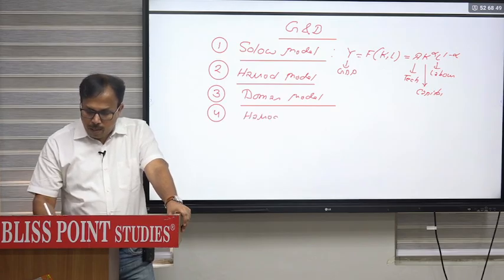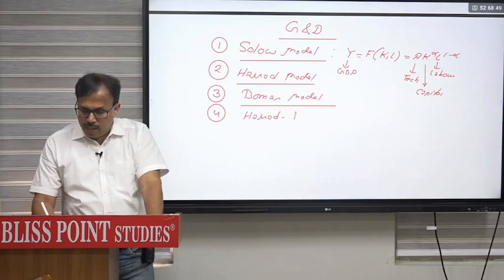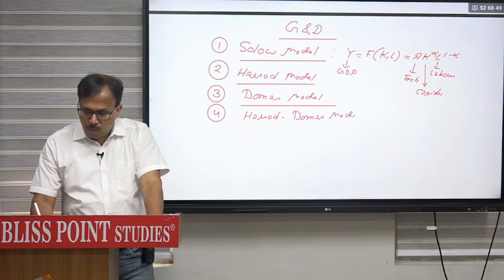There is a combined effort as well. It is referred to as the Harrod-Domar model.